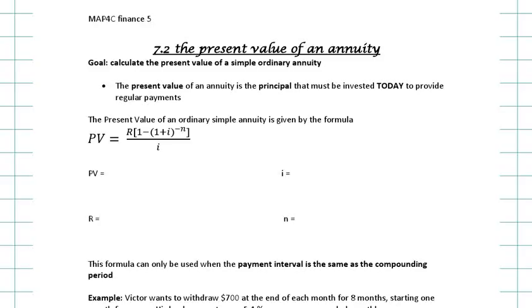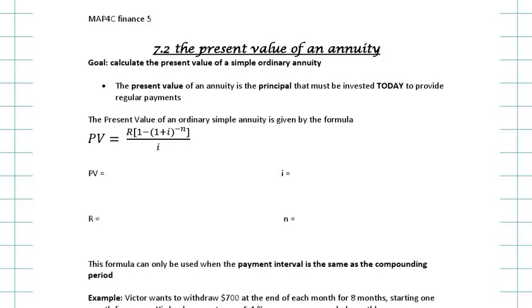You know your regular payment. Your regular payment is $1,000. And later on, in the future, you want to take out $1,000 every month. How much should you invest right now? So you're looking for your present value.